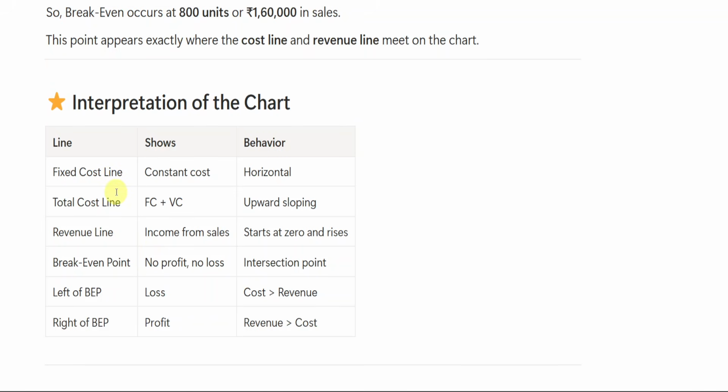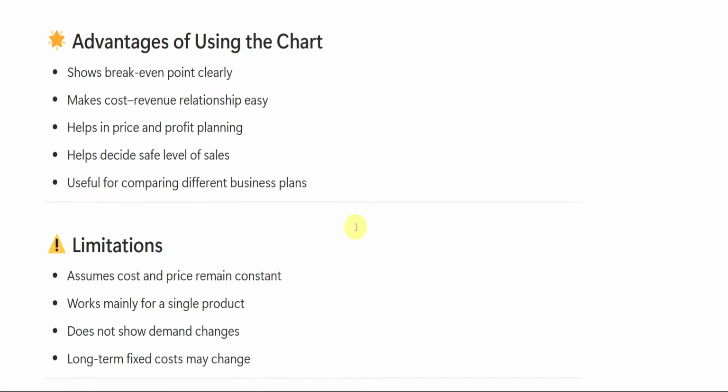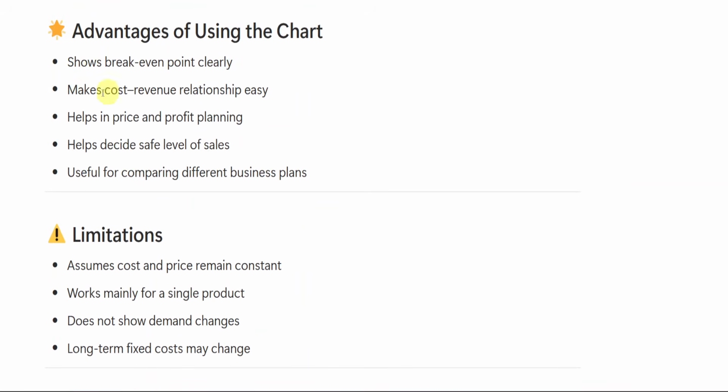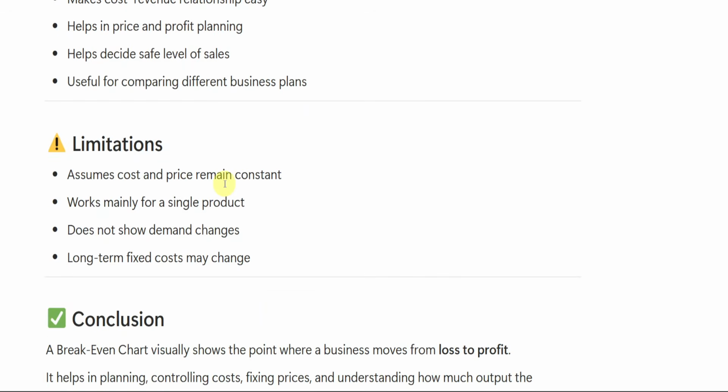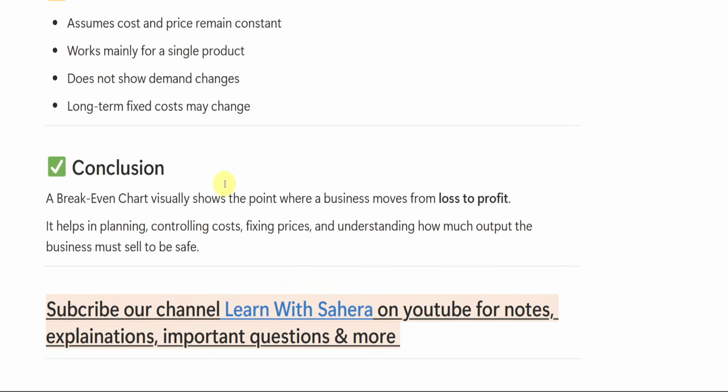Okay, the fixed cost line shows constant cost and it is horizontal in behavior. Advantages: shows break even point clearly, makes the cost revenue relationship easy, and helps in price and product profit planning. So all this you can write, and limitations we have already seen. So we can conclude that a break even chart visually shows the point where a business moves from loss to profit. If a business is going in loss, how it can change its direction to profit, we will be seeing in the break even chart.